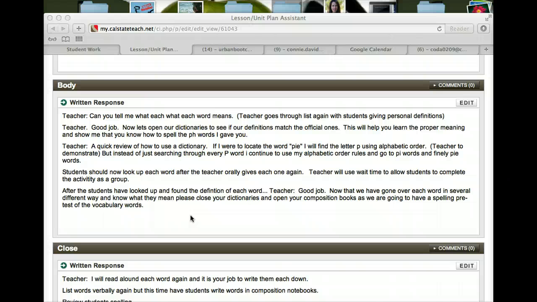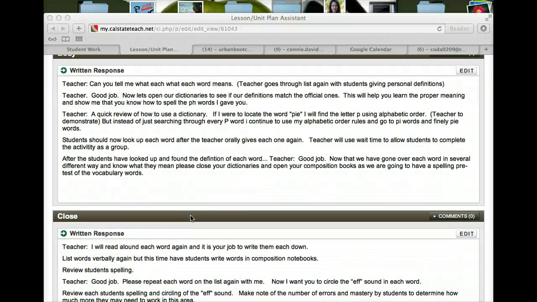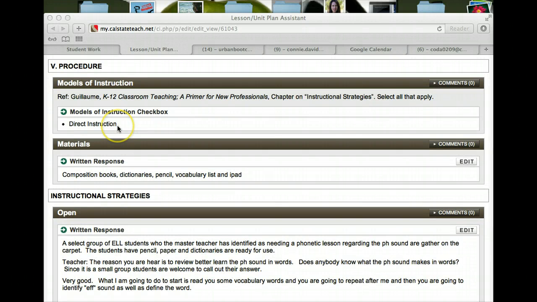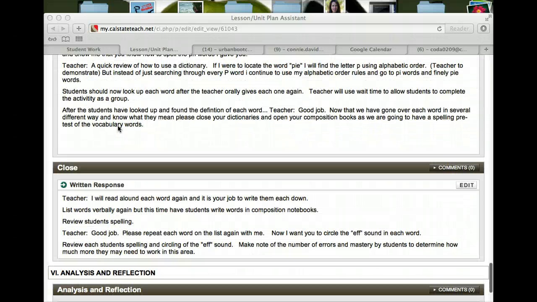So then it says you will allow wait time for the students to complete this activity as a group. All right, so now you have them working as a group. And if they're working as a group, then this is not just direct instruction. But I can see why you say that, because you tell the students what to do so much. If they're going to be working as a group and collaborating and talking to one another, then you need to add more here. It's not just direct instruction.